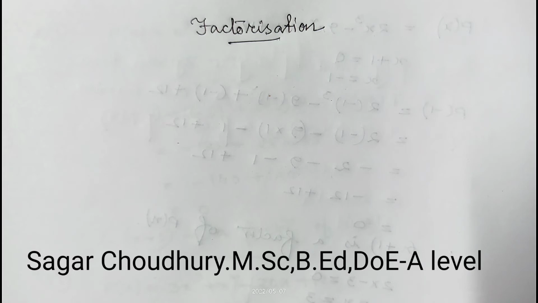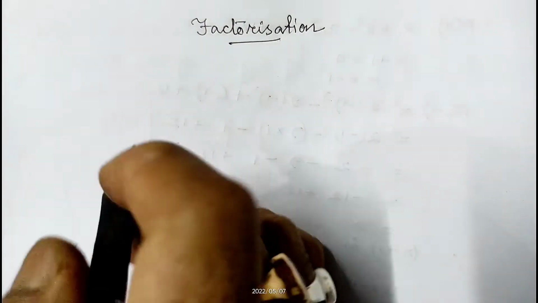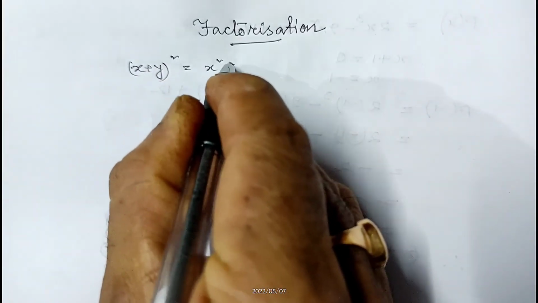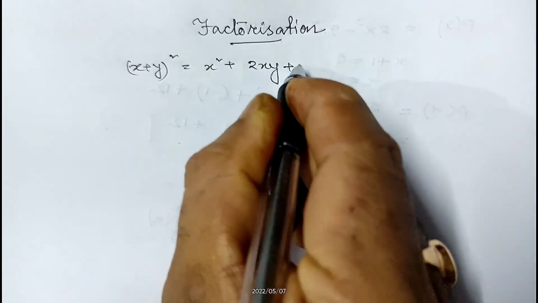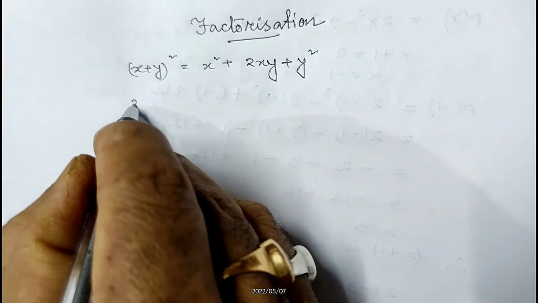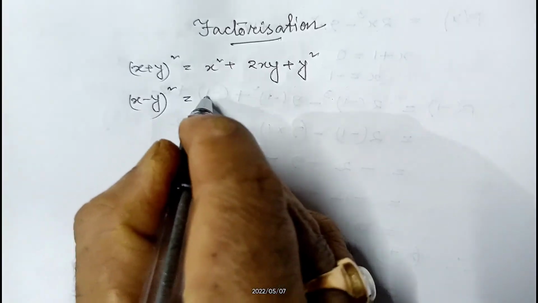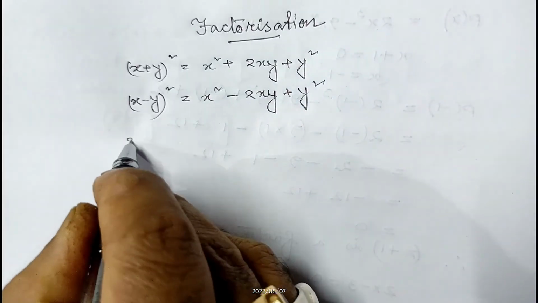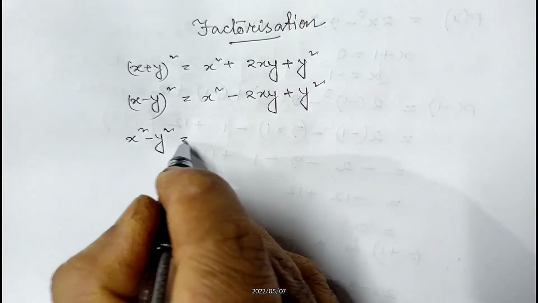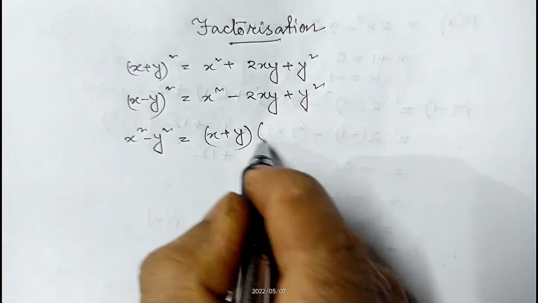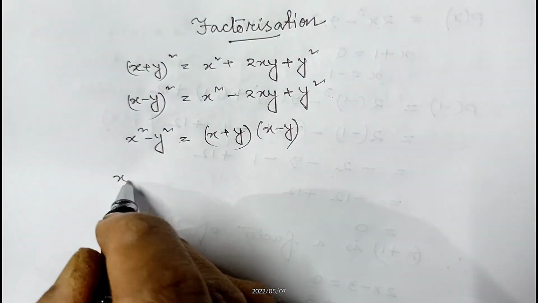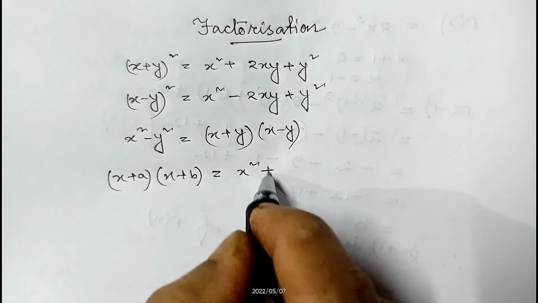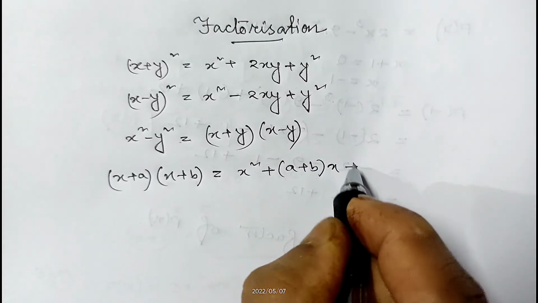The basic identities which are generally used in factorization, number one is x plus y whole square. All of you know x plus y whole square is x square plus twice xy plus y square. Second identity that is needed is x minus y whole square. It will be x square minus twice xy plus y square. Then if it is x square minus y square, then it will be x plus y into x minus y. And the last one that is required is x plus a into x plus b. This is equal to x square plus a plus b into x plus a into b.